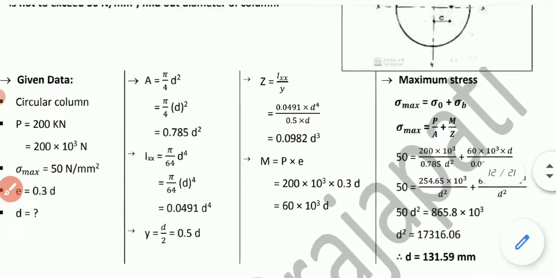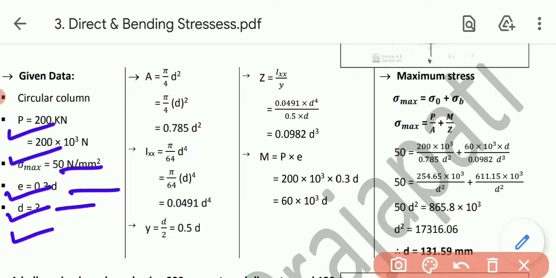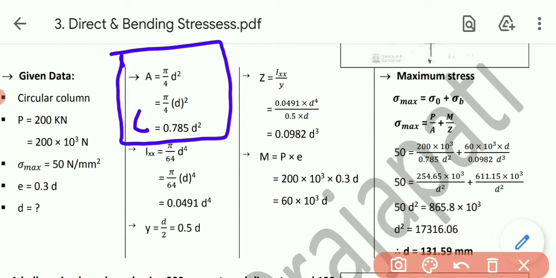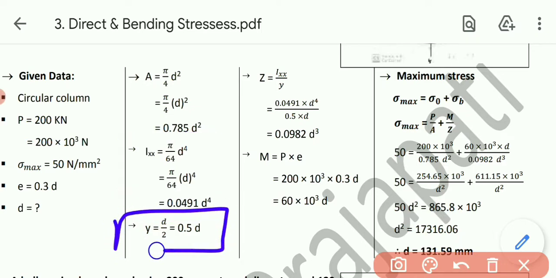So for that, as we were doing in all the previous examples, we will calculate the unknowns. First of all, area, MI and CG, but the problem is diameter is not given. We are going to calculate diameter, so no worries, we will calculate all these terms in terms of diameter. So first of all, area, pi by 4 into d square. By simplifying pi by 4, I will get the answer 0.785 into d square. Then MI, pi by 64 d raised to 4, diameter is d. By simplifying pi by 64, I will get the answer 0.0491 into d raised to 4. And then CG, that is always at the center, d by 2, so we can say 0.5 times d.